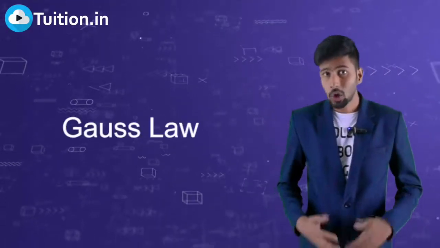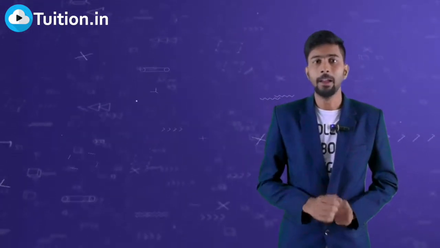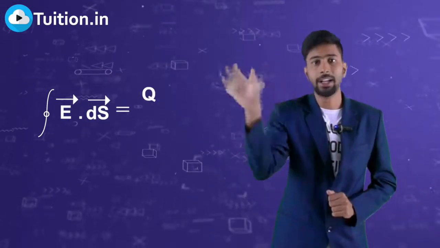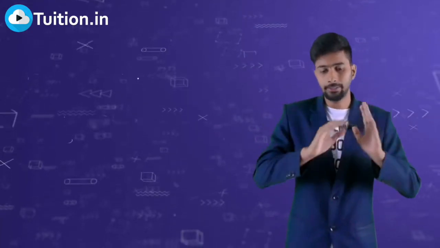Let's revisit Gauss's law from electrostatics. You already know the formula for Gauss's law: integral E dot dS is equal to the charge inside, Q inside, divided by epsilon naught, right? So, keep this formula aside now.